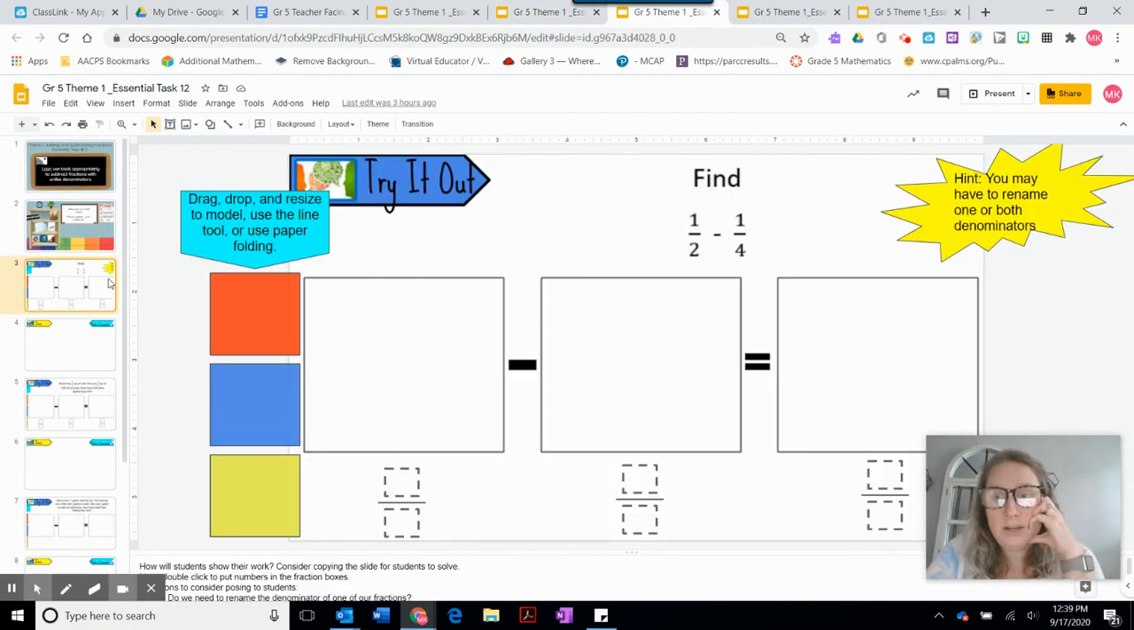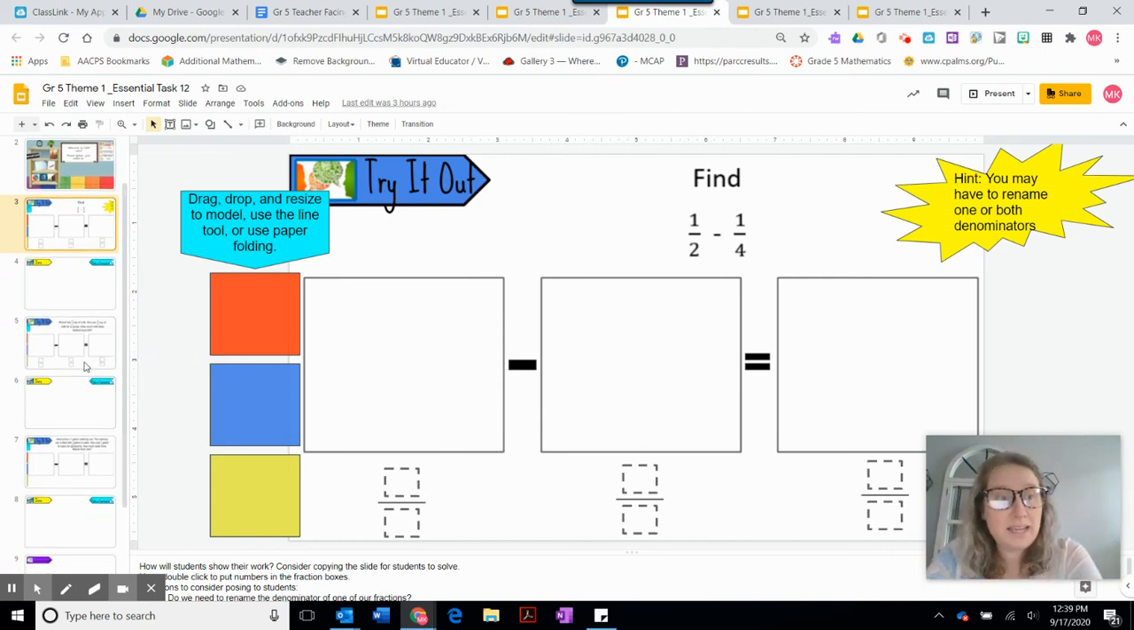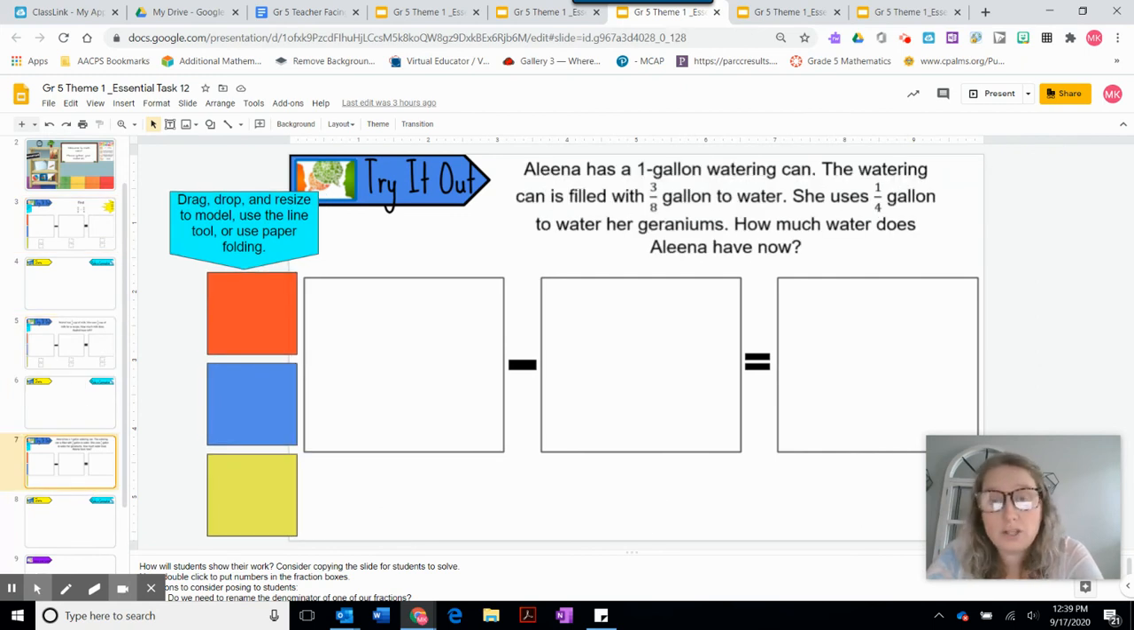From addition with fractions, we're going to move into subtraction. Same strategies: drag and drop the boxes to resize, or use the line, or use paper folding, whatever works for them, whatever works for you. And there's space here to rename. Once again, there's quite a few problems here. Use the ones that make sense for your students and take your time. Don't rush this. This isn't made for one day.